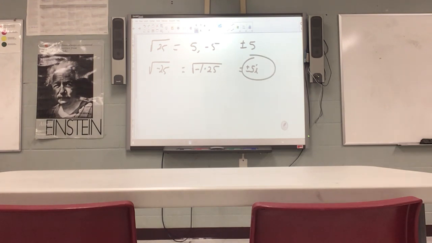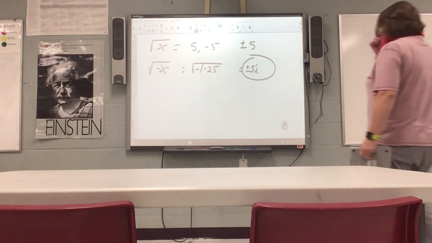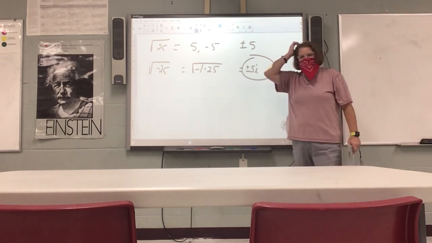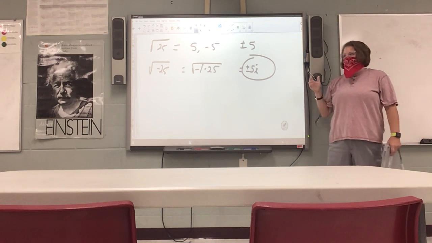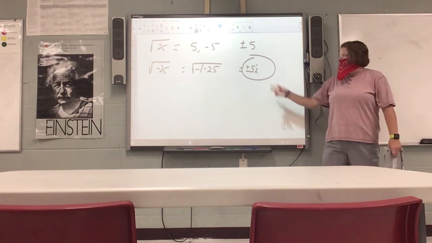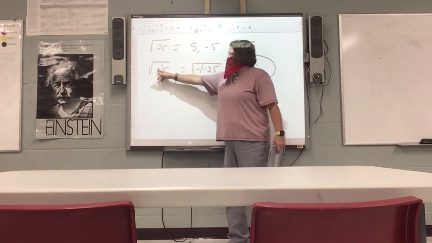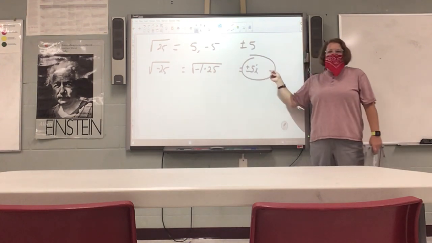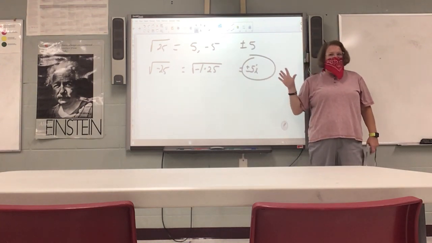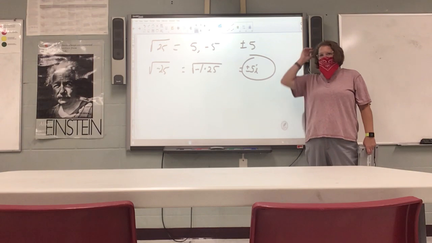So really, if you don't get bogged down and start freaking out, thinking, oh my gosh, there's such a thing as an imaginary number, it's not very difficult. You see you've got a negative underneath the square root, just know your answer's gonna have an i in it. And you'll do everything else the same as we did yesterday. Okay?